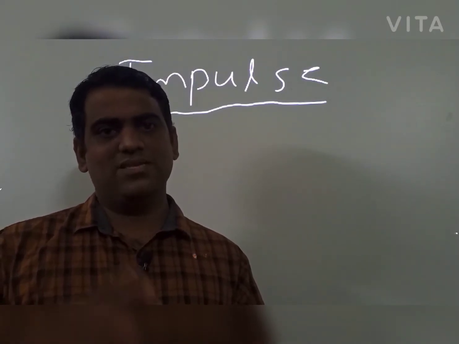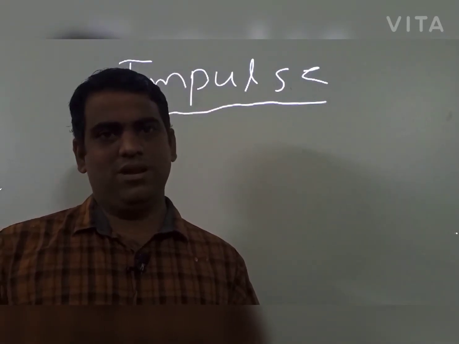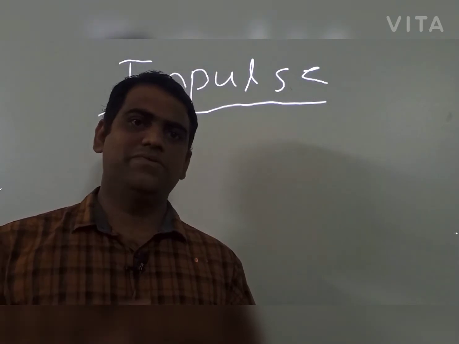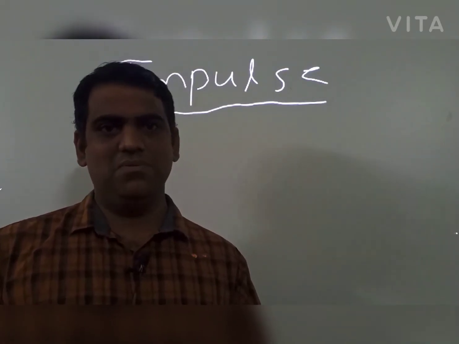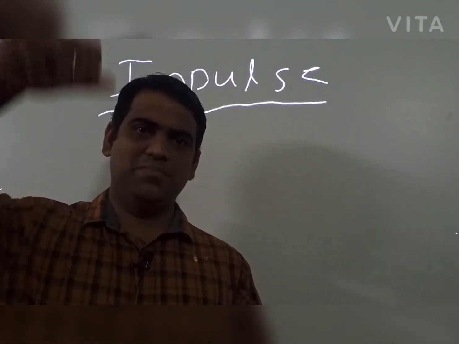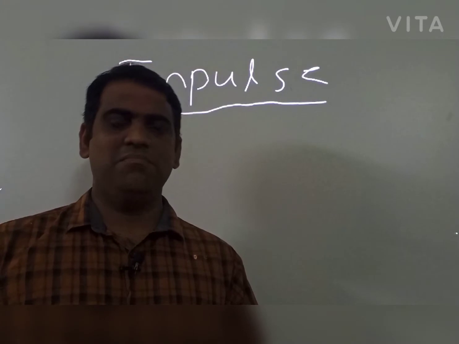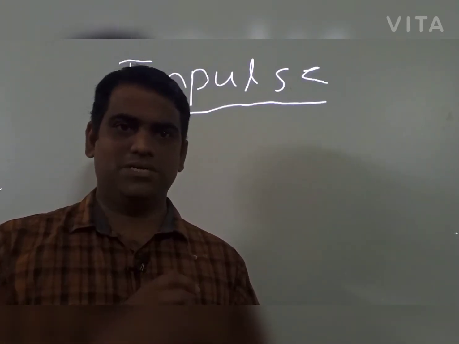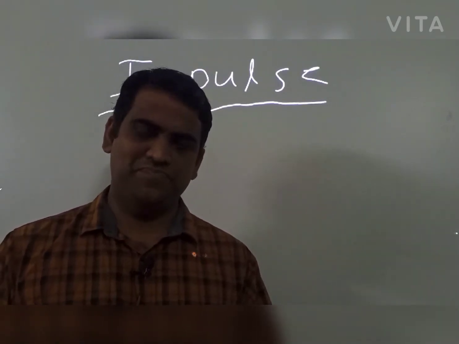Okay? Another example: when we hit a nail with a hammer, a large amount of force acts on the nail for a small interval of time. That is impulsive force. Another example: a person jumping from a certain height onto a cement floor. At that time, a large amount of force acts on the person for a small interval of time. That is impulsive force.